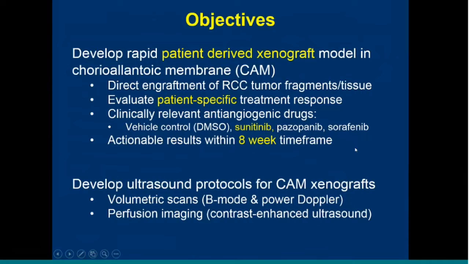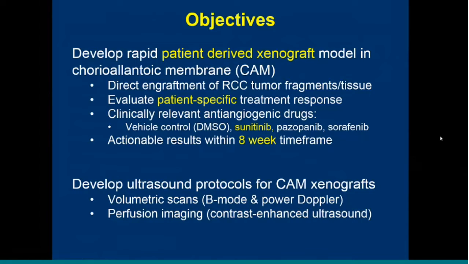Currently, after a patient is diagnosed with the disease, they go in for a complete or partial nephrectomy. They're given 8 weeks to recover, and then they get their first course of their anti-angiogenic agent. So we want to know, within those 8 weeks, will this patient be resistant or sensitive to, for example, sunitinib? And if they are resistant to sunitinib, it might be better to get one of the competing drugs, such as pazopanib or sorafenib.